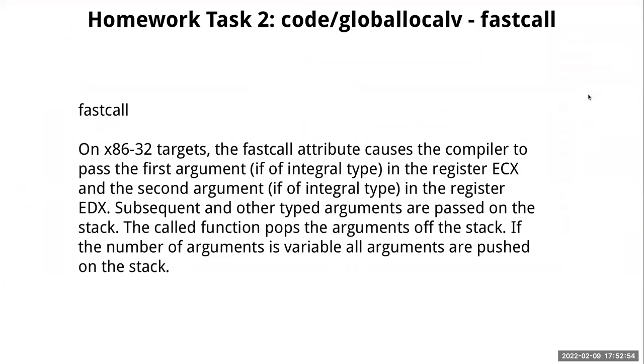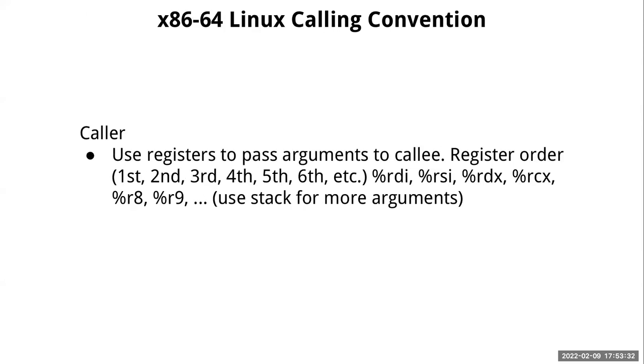Okay. In the homework, you will also try something different. There is a fast call example, like I said. So in the standard case, we will put the parameters onto the stack. But if there is a fast call optimization for functions, then we do not have to put those onto the stack. We put the parameters in the registers. The stack is part of memory, so accessing it and writing it is slow. However, registers are part of the CPU, so much faster.